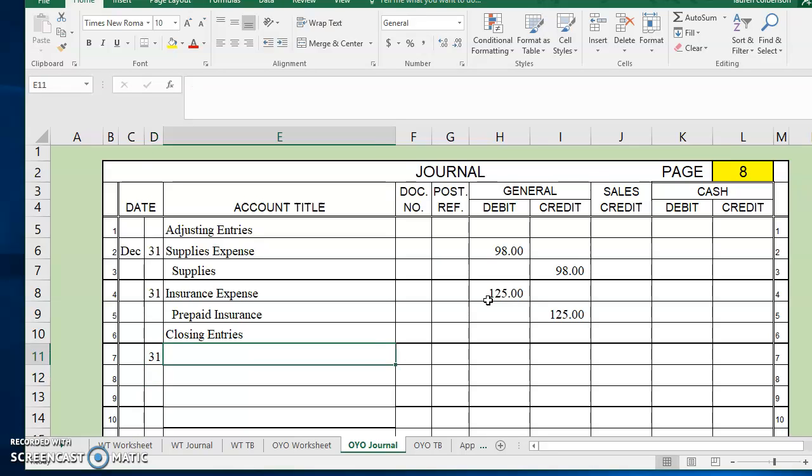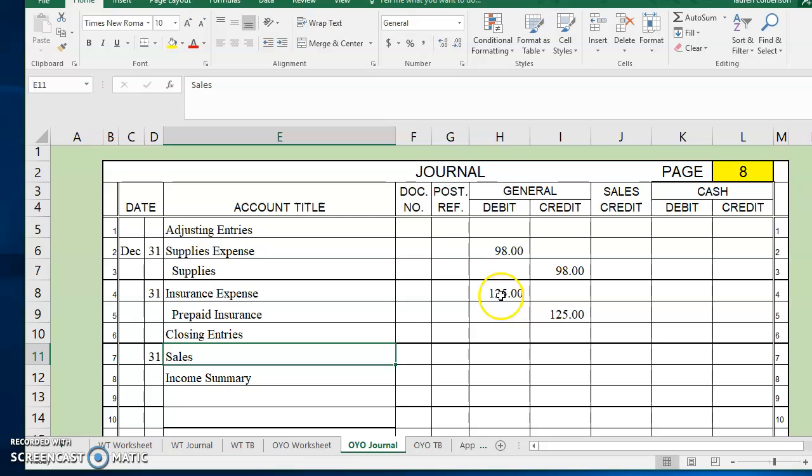Now we're going to do 4 closing entries. Closing entries are entries that are done at the end of a fiscal period, or in this case, the end of a month, to close out all of our temporary accounts. Temporary accounts are the accounts that we use on a monthly basis to record our sales, to record our expenses, to record our drawing and our net income or net loss. The first account we're going to close out is sales.